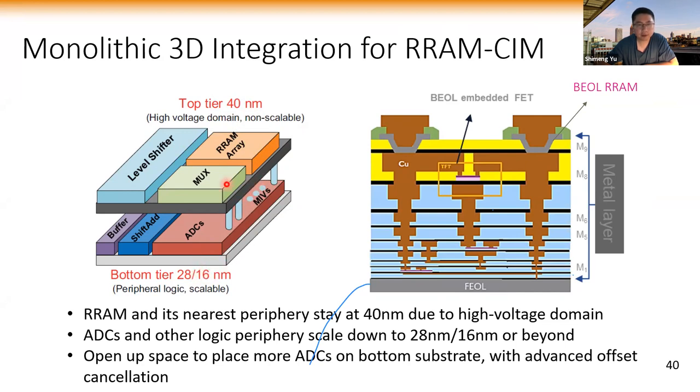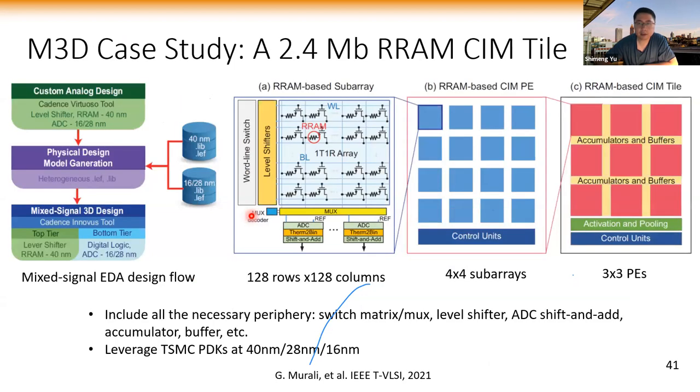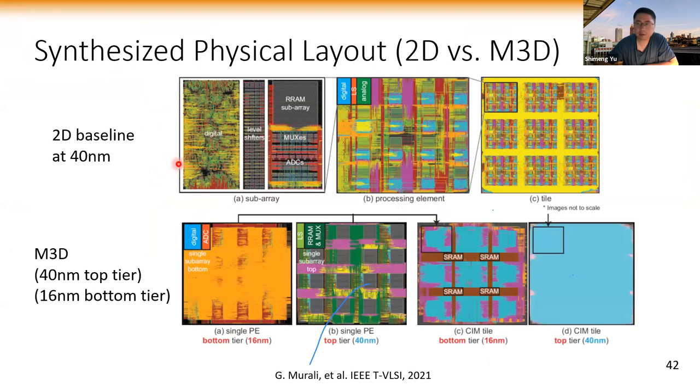Therefore, we can take advantage of the RRAM's compatibility at the back end of the line, and then the high performance logic at the front end of the line. So this is the general idea, and then we did some evaluation on this with the collaboration from Professor Sung Kyu Lim's group. Here we did a 24 megabit RRAM tile design, and we use a commercial EDA flow to incorporate two PDKs at two different technology nodes, and then we do the partition of the design into two tiers. So here, I just want to show the final layout of the chip.